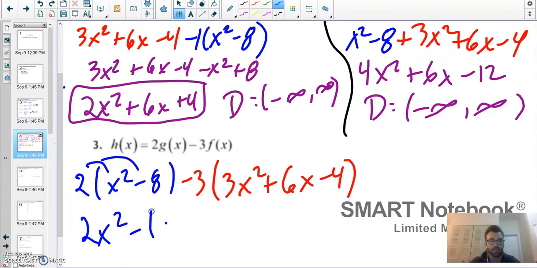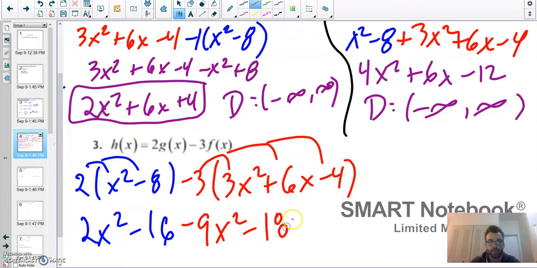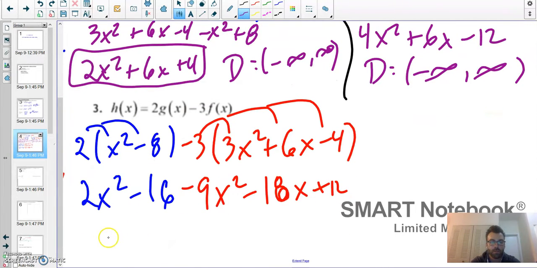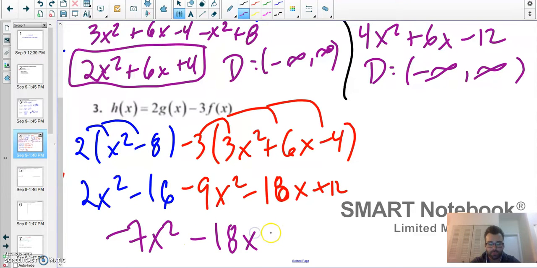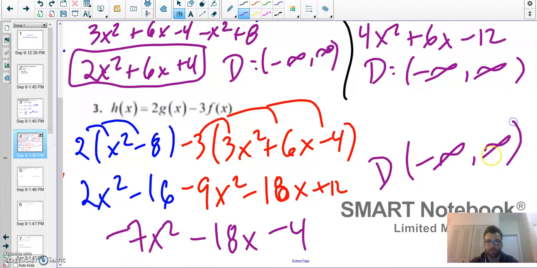2x squared minus 16, minus 3 times f, so negative 9x squared minus 18x plus 12. Combine your like terms: negative 7x squared minus 18x minus 4. And our domain again is all real numbers because it's squared.